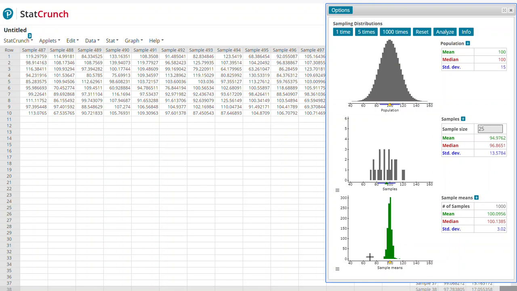The shape is still a normal distribution, just like the shape is of our population. The center of our sample distribution is 100. In fact, it's even closer than it was just a moment ago, but that's pretty much the same center as what we see for our population. The spread of our sample distributions has gotten even smaller at 3. So the shape of our sample distribution is normal, the center is almost 100, and the spread is somewhat smaller.